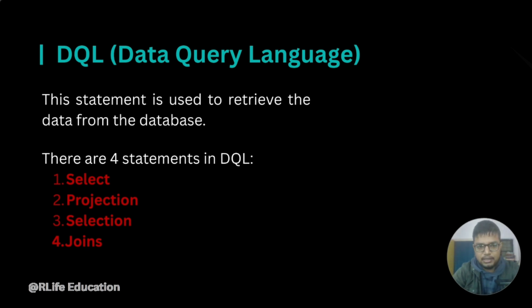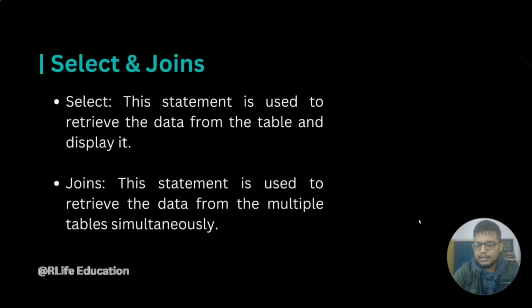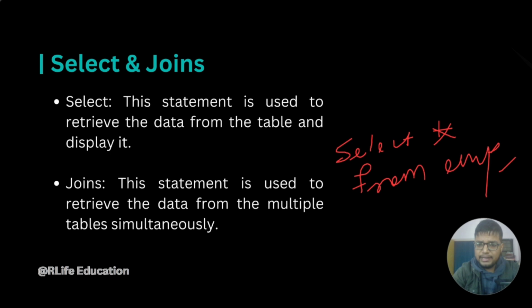First of all, select, projection, selection, and join. One by one, we are going to see what each of these is. First, select. After creating the table, we saw a query like select asterisk from employee. When we write this query, we get the result: the employee table data. The select statement is basically used to retrieve the data and display it. Whenever you have to display some data, you must use the select statement.